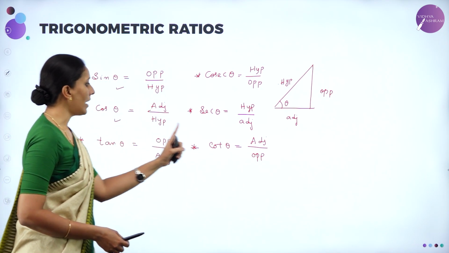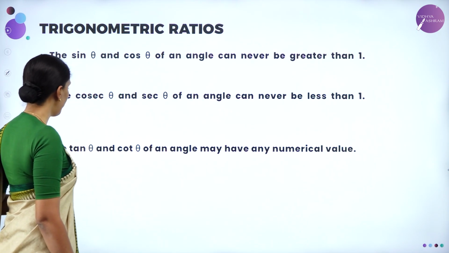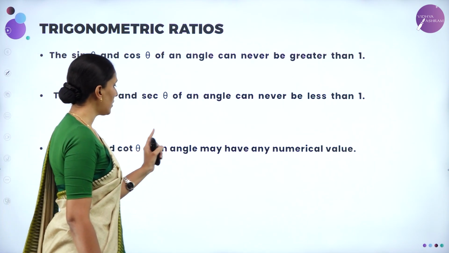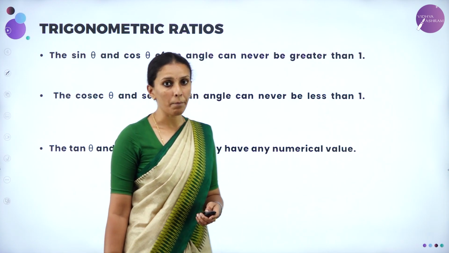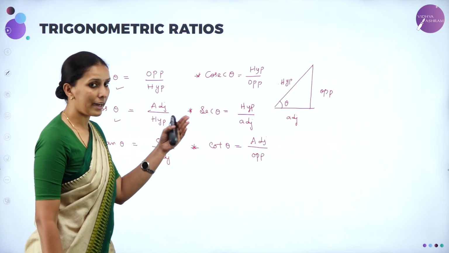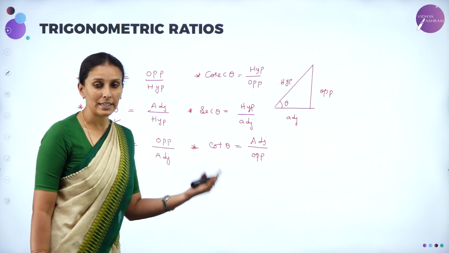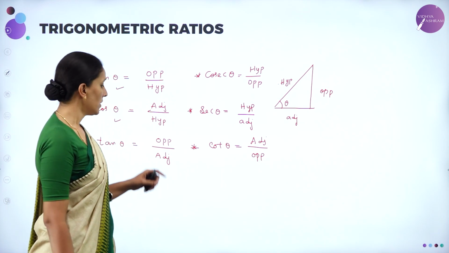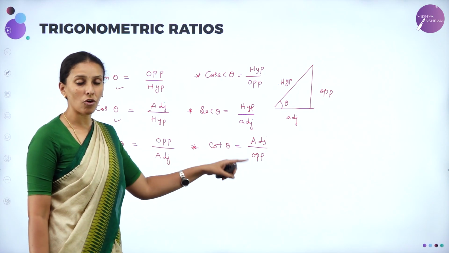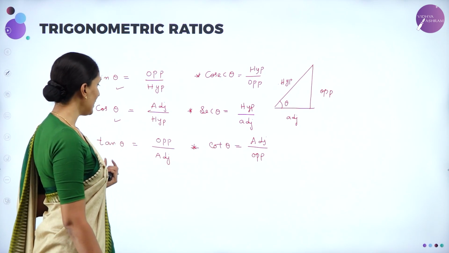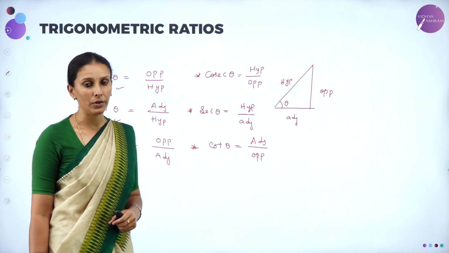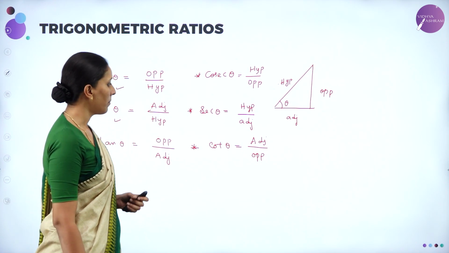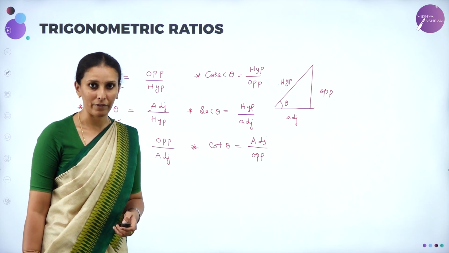And tan theta and cot theta of an angle may have any numerical value depending upon whether the opposite side is greater than the adjacent side or the adjacent side is greater than the opposite side. So depending upon the sides, these two ratios, tan theta and cot theta, can have any values between minus infinity to plus infinity.